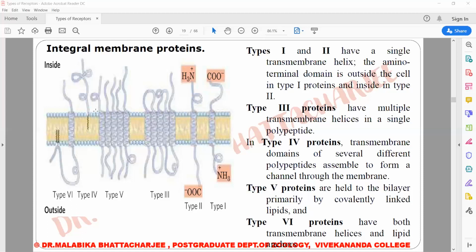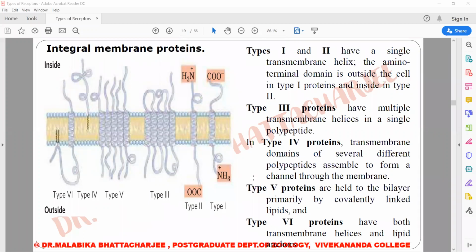Then we have a type 6 protein that is held to the membrane by an anchor. It is not a part of the membrane. It is attached to the membrane by an anchor. And I missed this type 4 category. The type 4 category is not only a transmembrane protein, but it can also anchor itself to the membrane. So depending on how the integral proteins are dispersed within the membrane, the integral proteins can be divided into 6 broad categories.